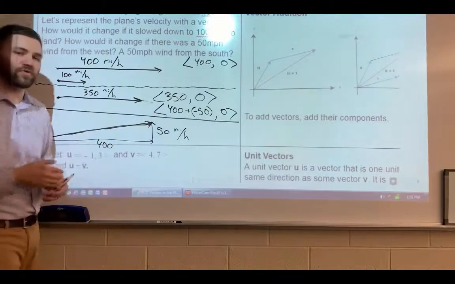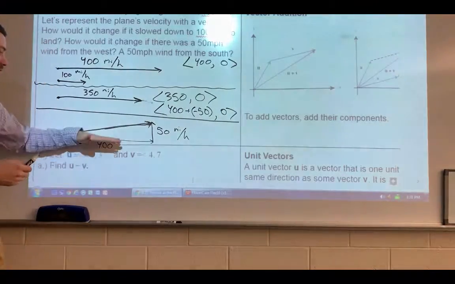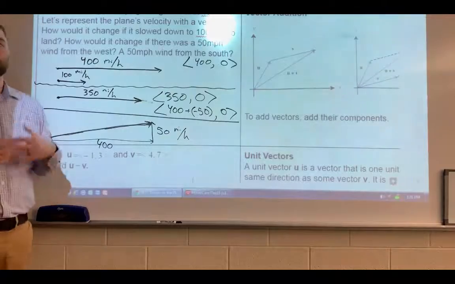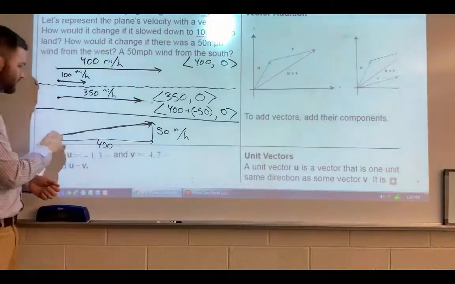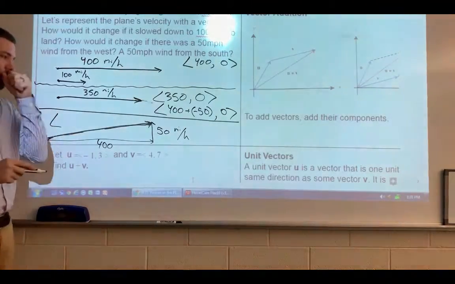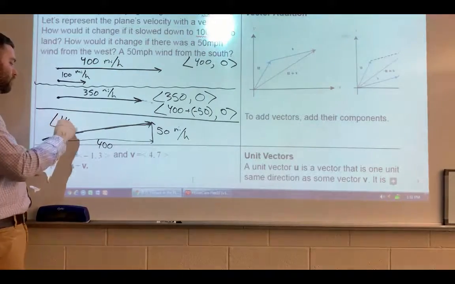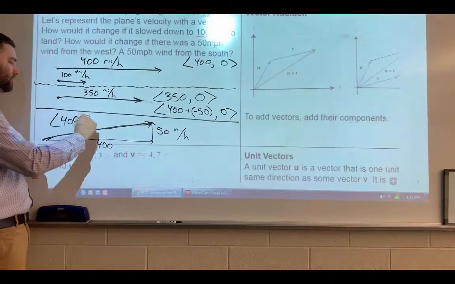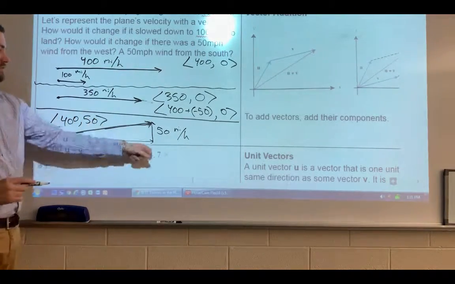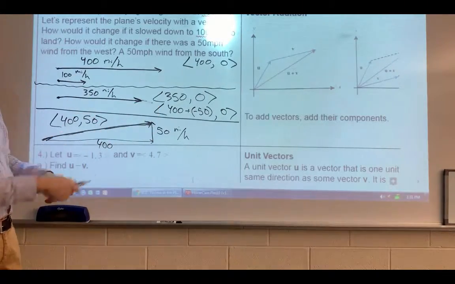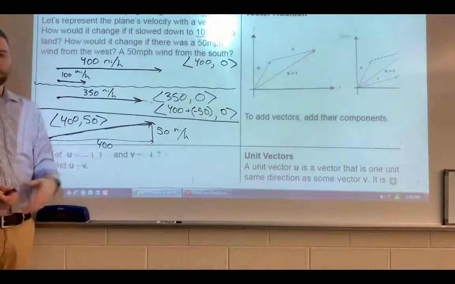What we've done here is we've added two vectors. We've added the plane vector to the wind vector. We add those two together and we got the resultant vector here. That vector, excuse me, can be given by 400, comma 50. Because it's 50 in the vertical direction, positive 50 because it's going up, and 400 in the horizontal direction.